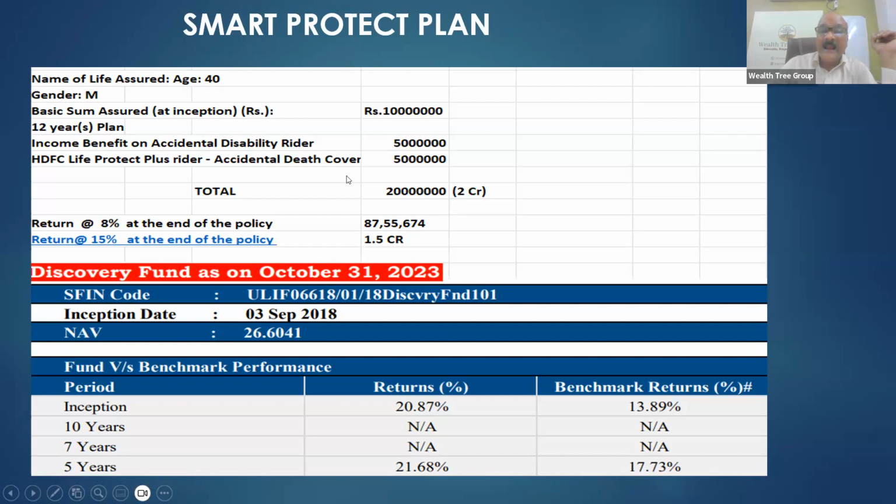And then there are two inbuilt riders in this, where 50 lakhs is accidental disability and 50 lakhs is accidental death cover. That means total 2 crores you are covered. And this particular plan is linked with a ULIP plan. It's not a pure term plan. And that plan, this entire 1 lakh is invested in a fund maintained by HDFC Life, where we selected one fund called Discovery Fund.